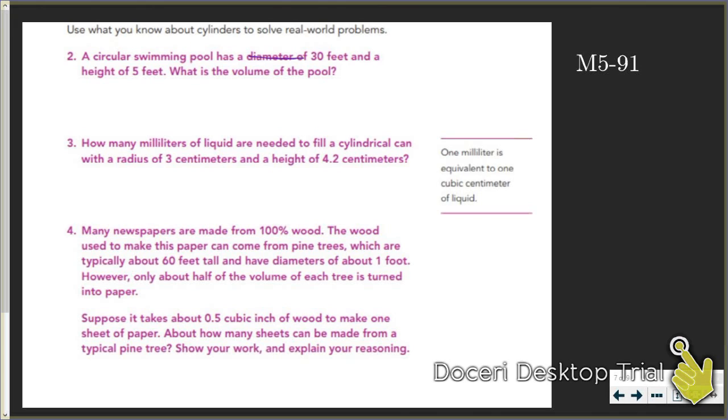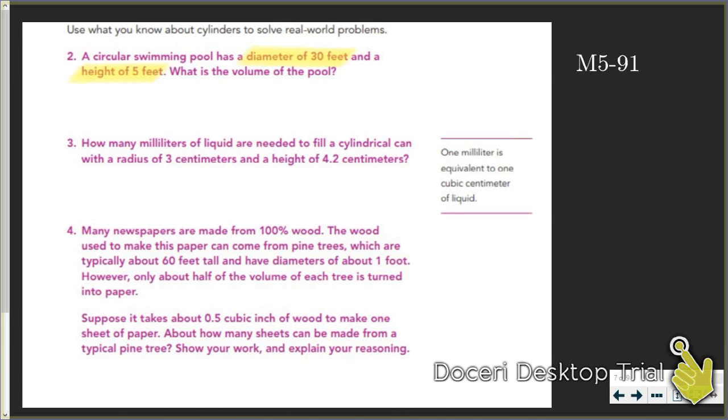So it says diameter of 30 feet. Okay, that's going to be important. We need to know that. And a height of 5 feet. Okay, both those things are the important information that we need to know on this.